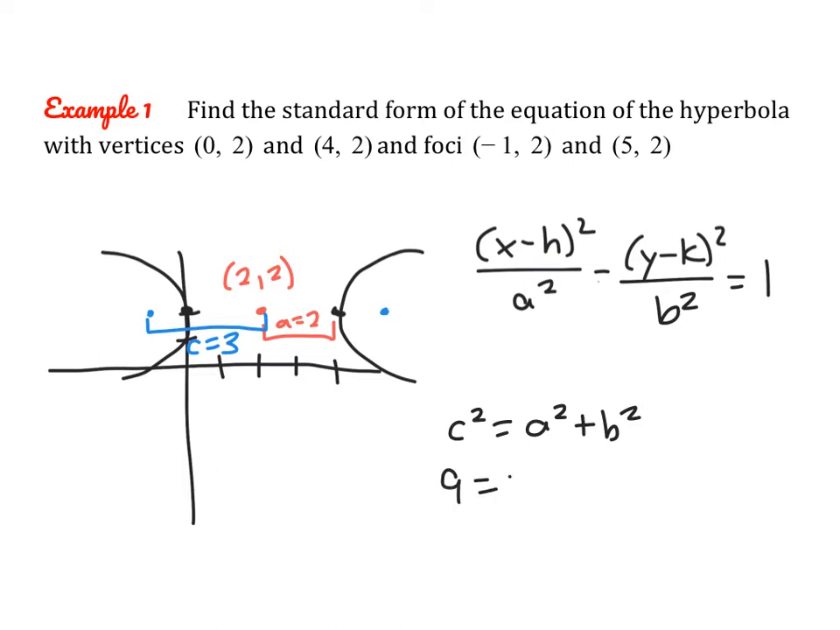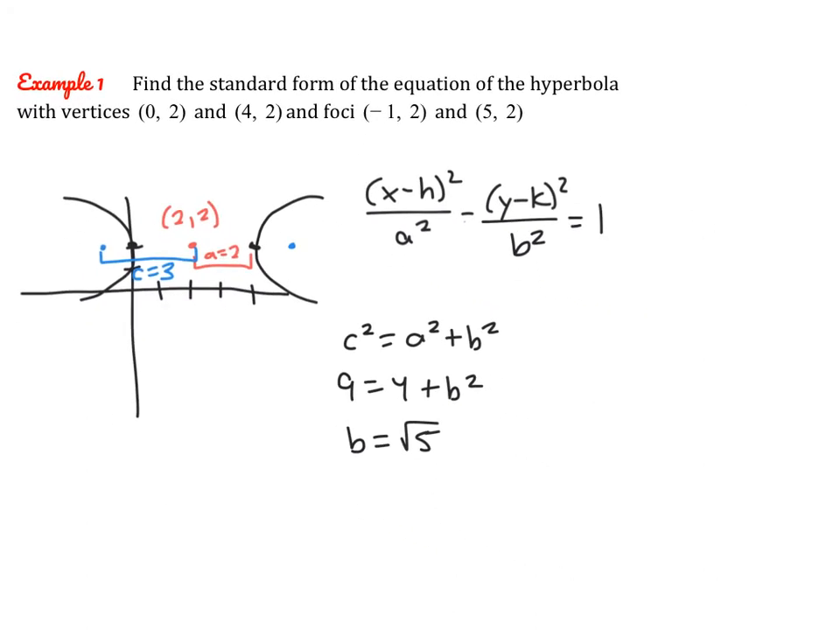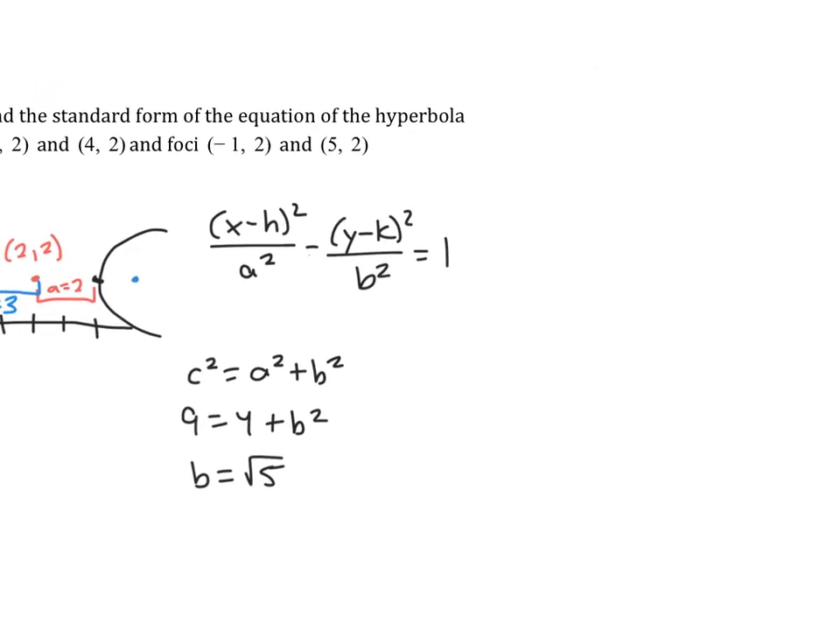So I can say 9 equals 4 plus b squared. So I know that b is going to be the square root of 5. So I now know h, k, a, and b, so I now have enough information to make the equation.